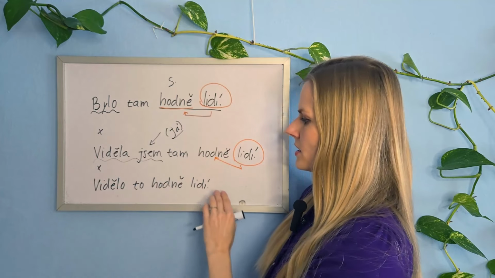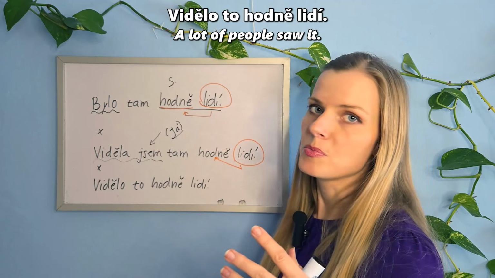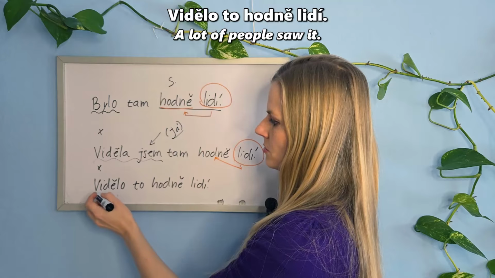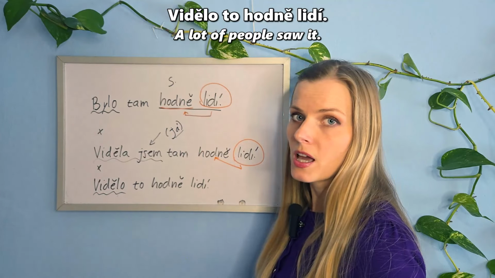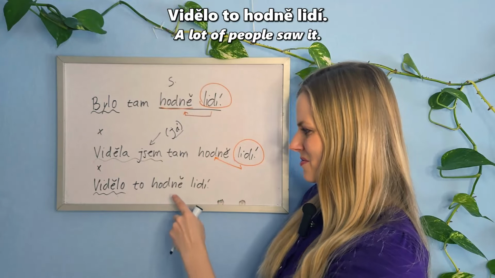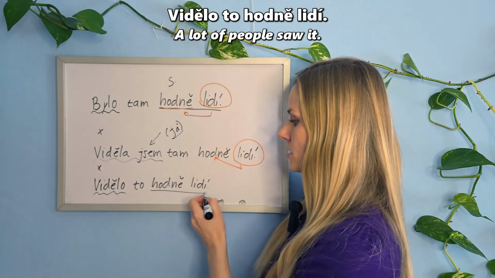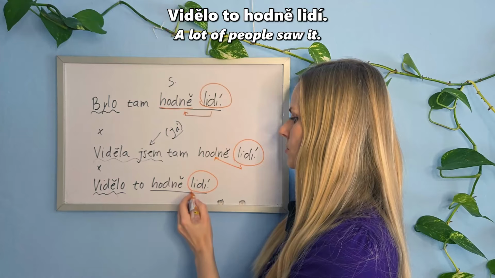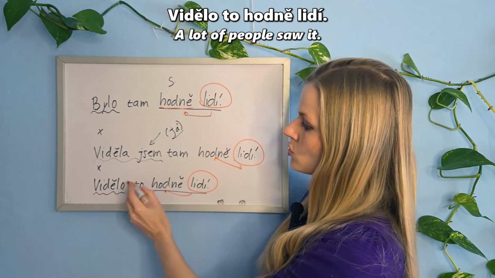And what about this one? Vidělo to hodně lidí. This means a lot of people have seen it. A lot of people saw it. You see the verb, the predicate is vidělo. It's also singular and neuter. Vidělo. It saw. So what's the subject here? Hodně lidí as well. The same rule. Lidí is the genitive plural because of the keyword hodně. A lot of people saw it.